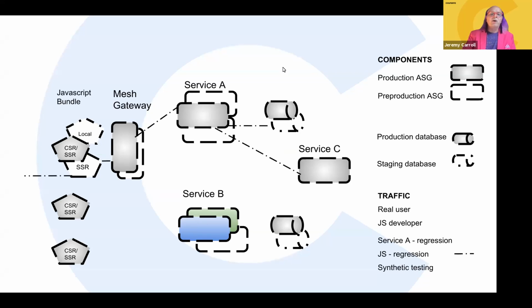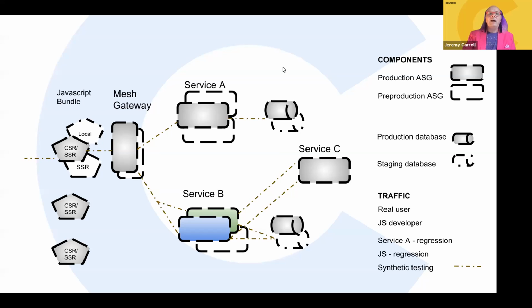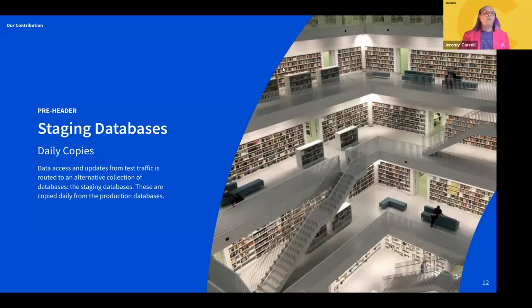And we can similarly do a regression test on a JavaScript bundle, and we can use the same infrastructure for doing synthetic testing, using production components throughout, but the staging databases at the back. So the staging databases are the one item that we've not discussed in any detail. These are simply, in our case, daily copies of the production databases. And this allows us to separate out the production activity from the test activity, so that the test activity doesn't modify the state of the production system for the main users.